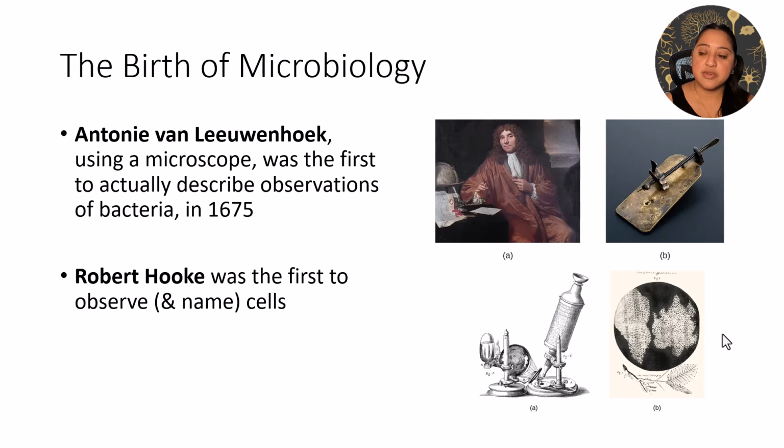So he was the first guy to describe cells, even though Van Leeuwenhoek was looking at bacteria, and bacteria are single-celled organisms. That's not what he was paying attention to. So yeah, we say that he looked at bacteria, and then Robert Hooke did look at cells and name them, cells.